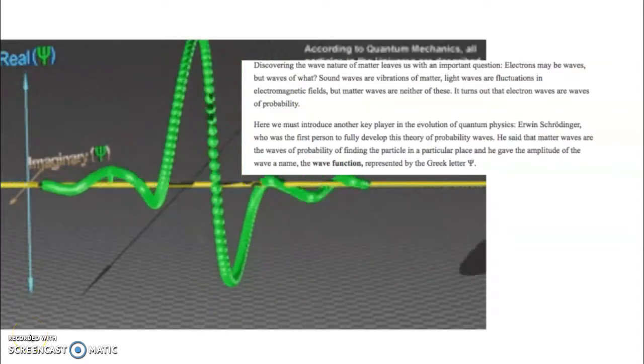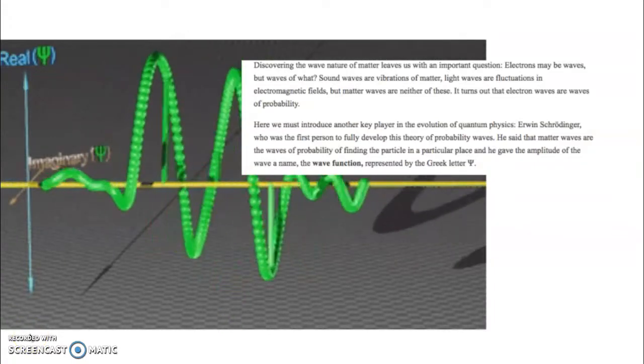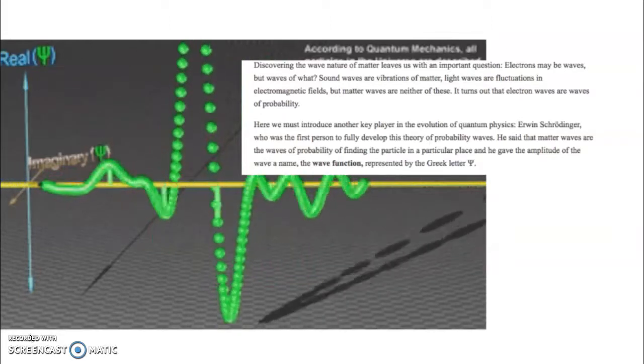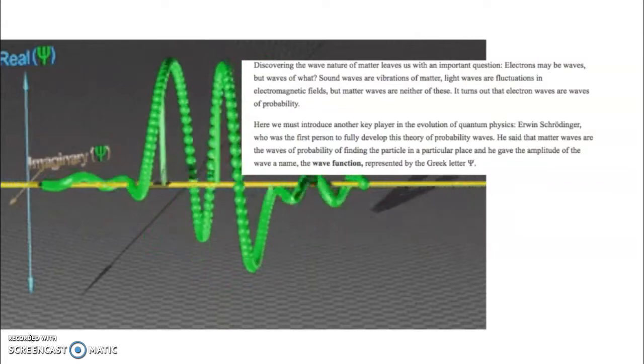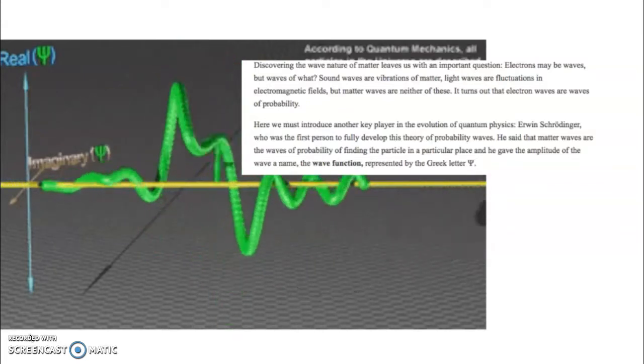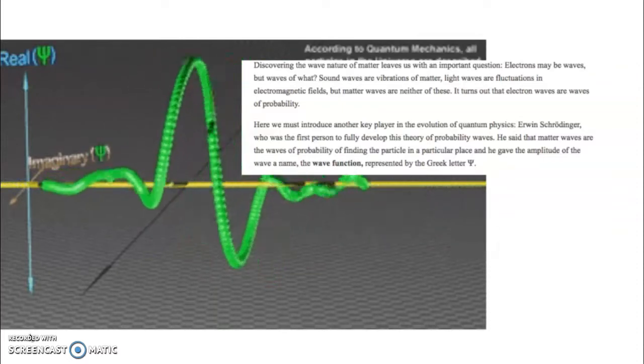So there are three big ideas in physics in the IB syllabus. The first one is wave-particle duality by de Broglie. The second one is what we're going to go into now, which is the idea of quantum probability. And the third one is uncertainty, quantum uncertainty. So let's start with quantum probability.